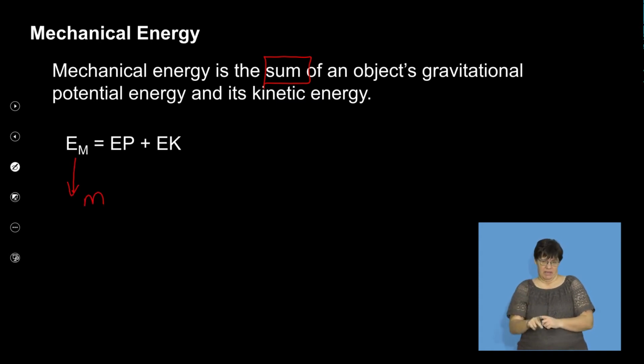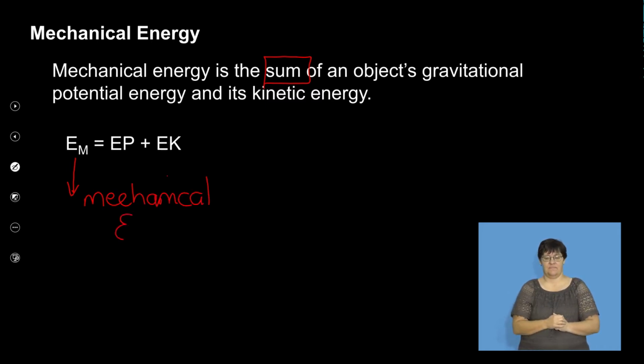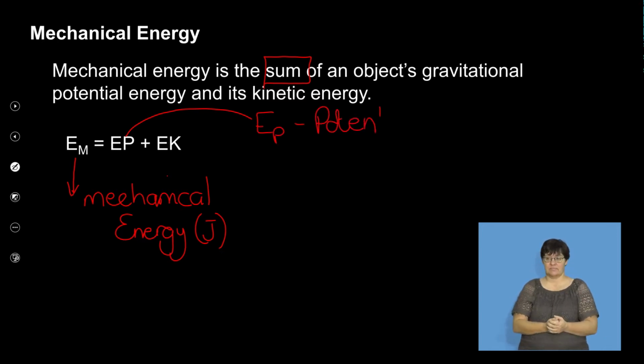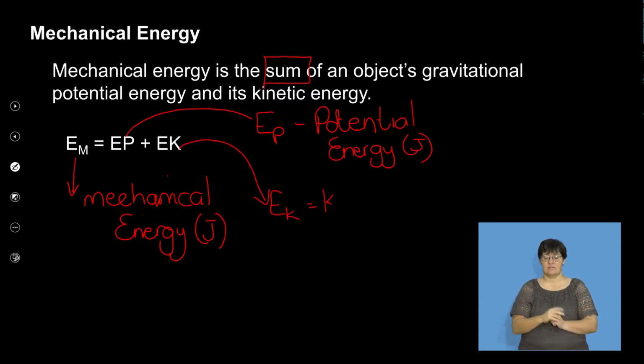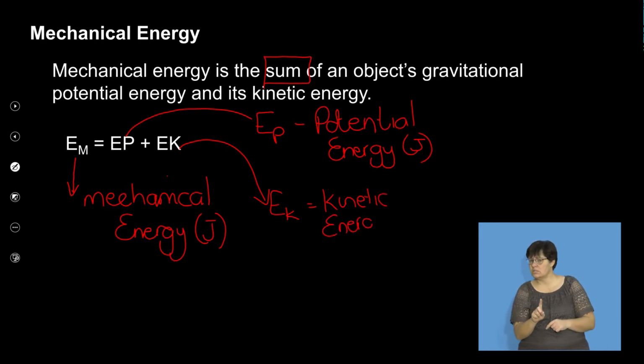EM is mechanical energy measured in joules. EP is potential energy, also measured in joules. And EK is kinetic energy, also measured in joules. All of these are measured in joules, okay?